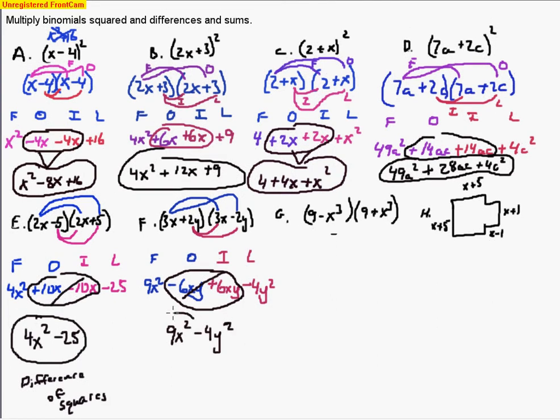So you're always going to end up with that. The difference of squares will always have just one negative, so that way we can take a difference. Two negatives would make a positive. That would not be a difference. Well, let's take a look at another one.